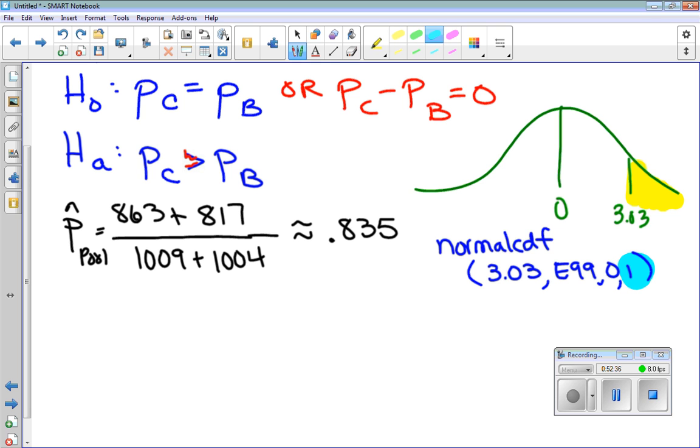And you would definitely reject the null hypothesis because you have a really small p-value. And you would say in context, we have evidence to suggest that Canadians have a higher reading rate than Britons.